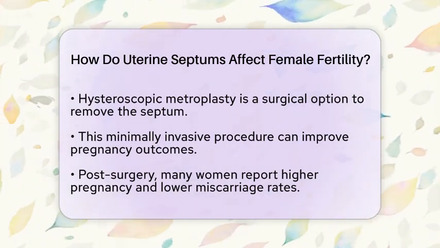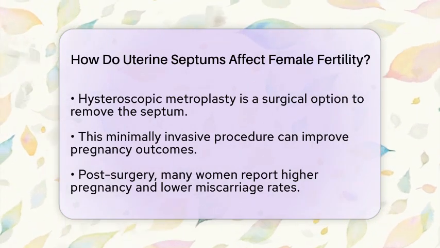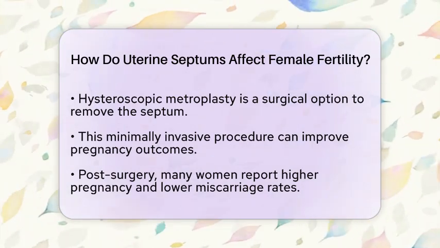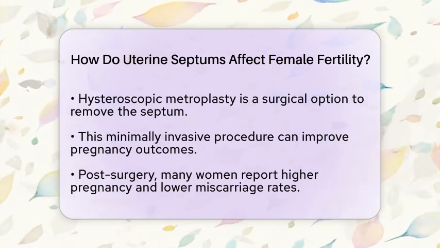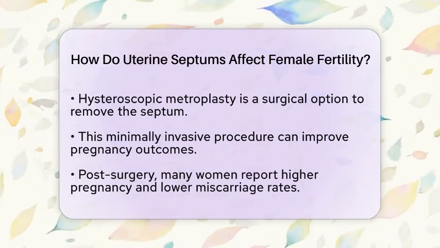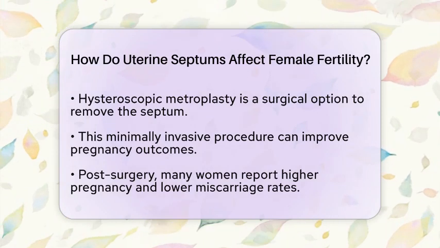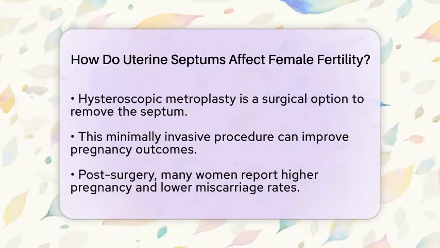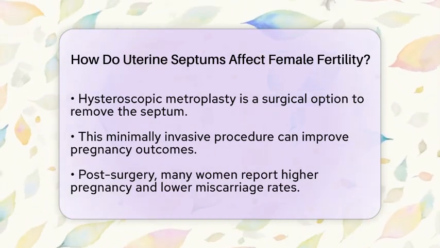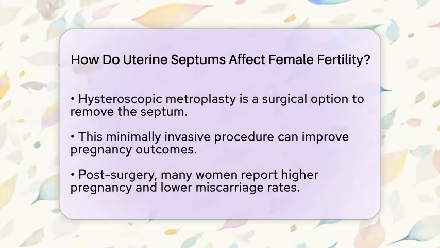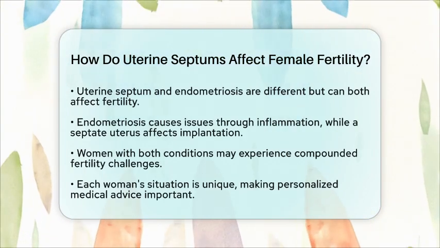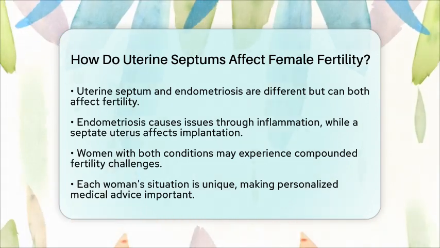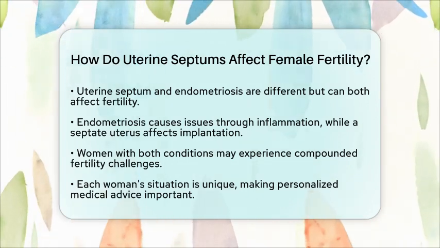It is also important to note that while uterine septum and endometriosis are distinct conditions, both can contribute to fertility challenges. Endometriosis affects fertility through inflammation and pelvic adhesions, while a septate uterus primarily impacts implantation and maintaining a pregnancy. Women dealing with both conditions may face compounded difficulties, highlighting the need for thorough evaluation and management by fertility specialists.